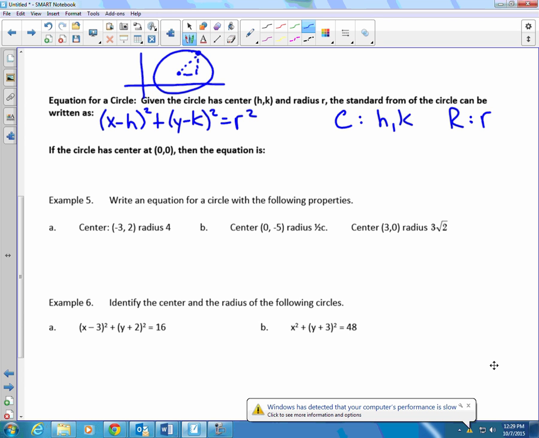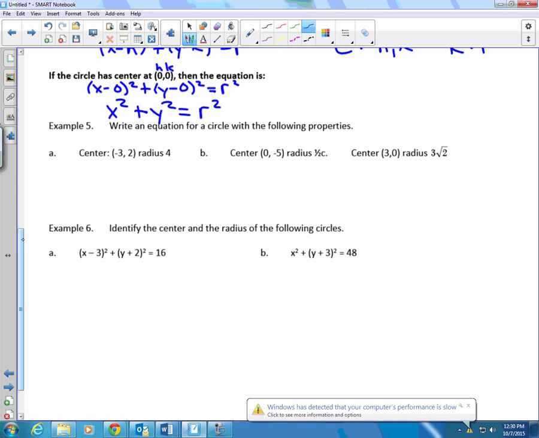If the circle has center (0, 0), then we plug in 0 for h and 0 for k, and we get (x minus 0) quantity squared plus (y minus 0) quantity squared is equal to r squared. And what is x minus 0? x. We get x squared plus y squared is equal to r squared. And obviously that looks very similar to the Pythagorean theorem, right? Okay, and that is the fundamental basis for which all of trigonometry is based.